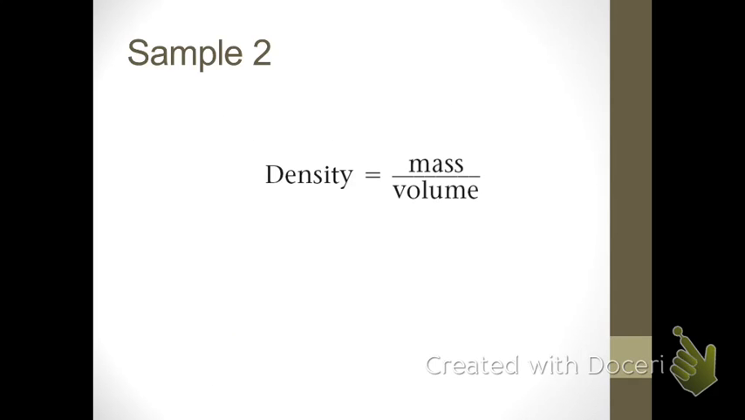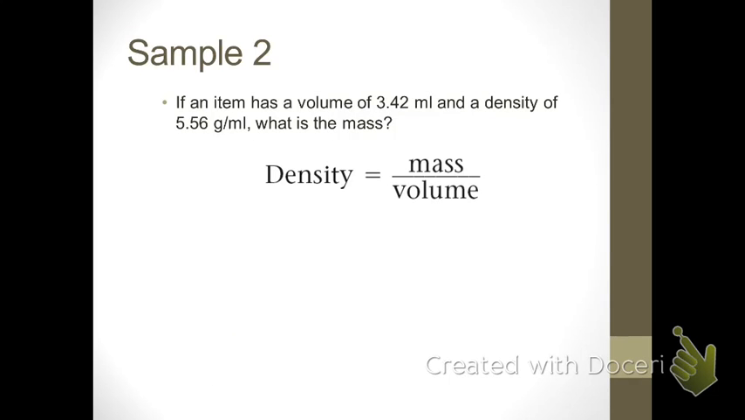Here is sample number 2. Again, here's your equation, and here's your question. If an item has a volume of 3.42 milliliters and a density of 5.56 grams per mL, what's the mass? Now, the way you show this, you plug each variable in as the equation sits. So you write the density, 5.56 grams per mL, including the label, equals x over 3.42 mL.